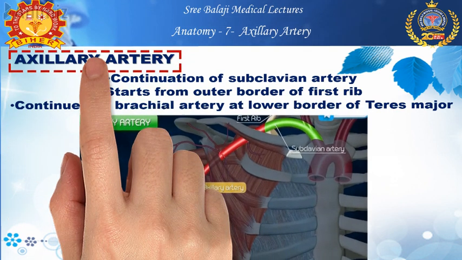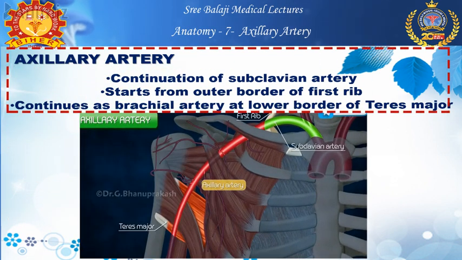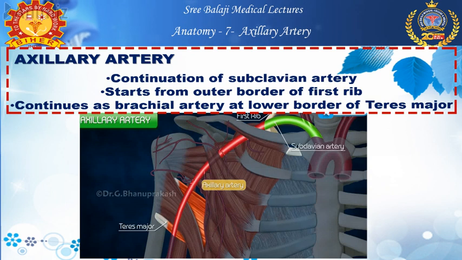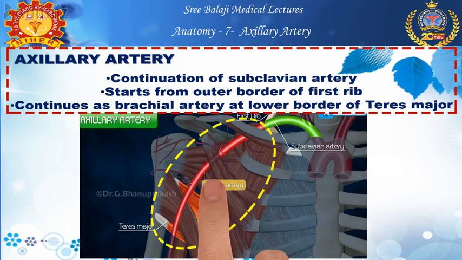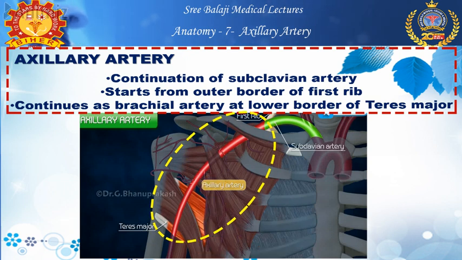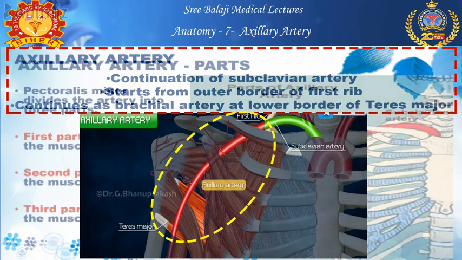Now let us see the origin of axillary artery. Axillary artery is the artery of the upper limb and is the continuation of the subclavian artery. It extends from the outer border of first rib as the continuation of third part of the subclavian artery and ends at the lower border of teres major muscle, from where it continues as the brachial artery.